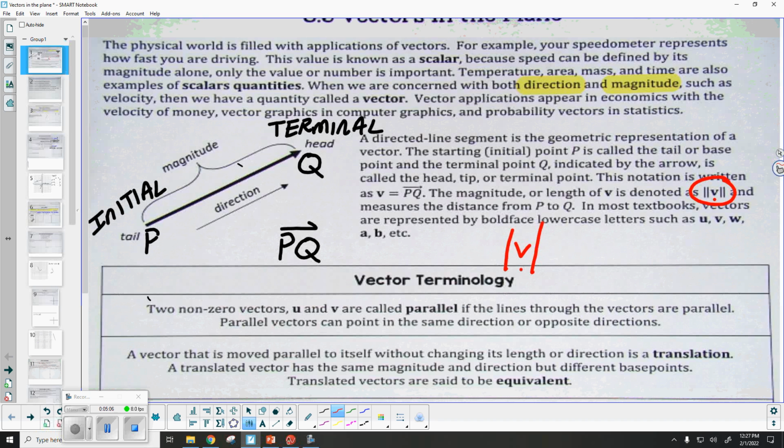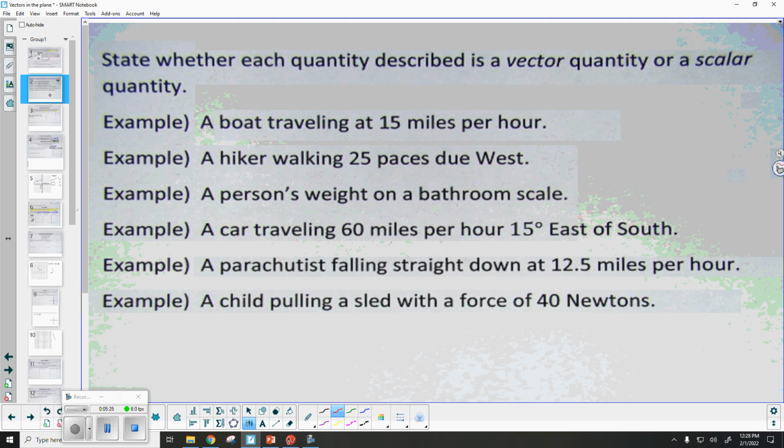Now, in most textbooks, vectors are represented by boldface lowercase letters, such as U, V, W, A, and B. Those are the most commonplace ones that we use. Okay, so before we go ahead and get into some terminology, let's practice making sure we know the difference between a scalar, just a numerical value, and a vector. So a lot of times through this lesson, I'm going to have an additional slide that's not part of the notes that you were provided. So if you want to copy these down, you can. If you just want to follow along, that's perfect too.